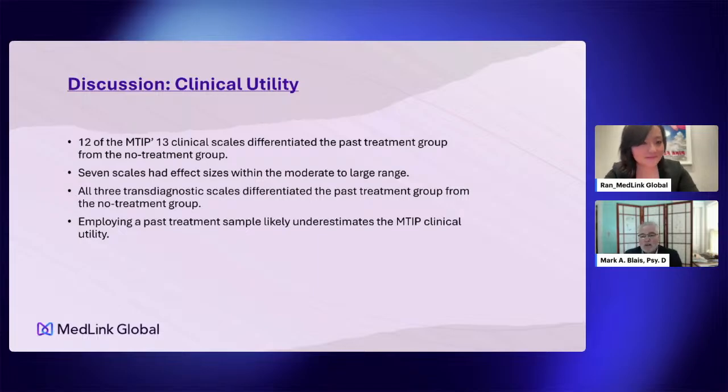And as we just talked about clinical utility, 13 of the clinical scales differentiated a past treatment group from a no treatment group. 7 scales had effect sizes in the moderate to large range. All 3 of the transdiagnostic scales differentiated the past treatment group from the no treatment group. And it's important to consider that using a past treatment sample likely underestimates the clinical utility of the MTIP when it's put in clinical practice with patients currently experiencing psychiatric difficulties.